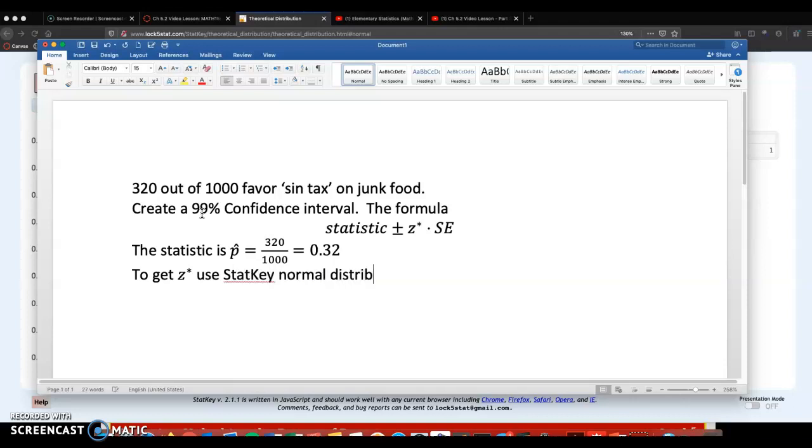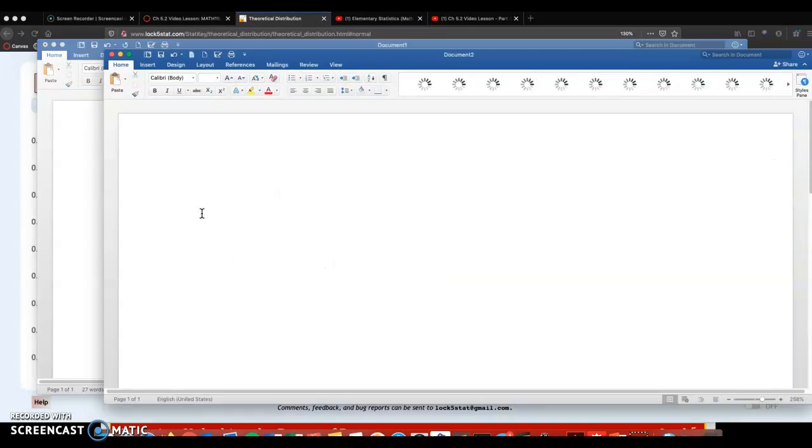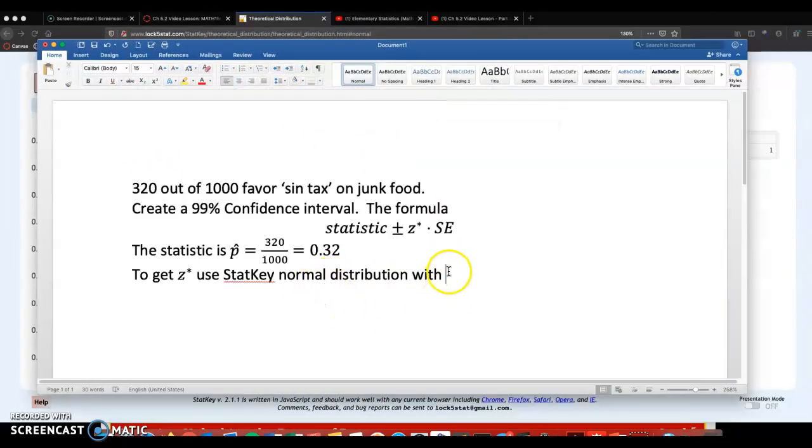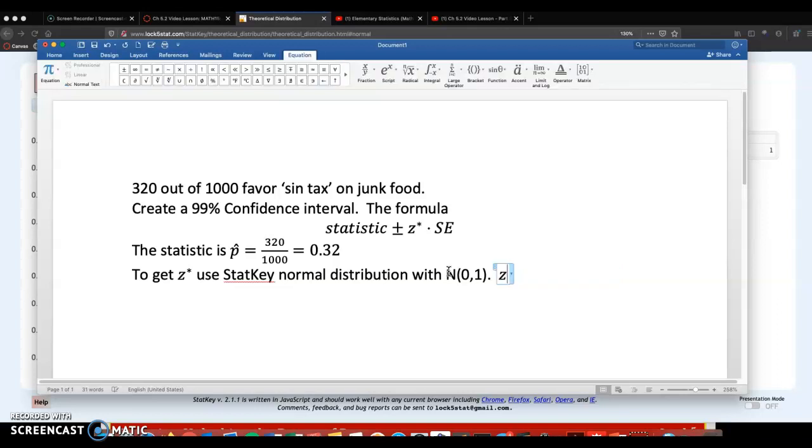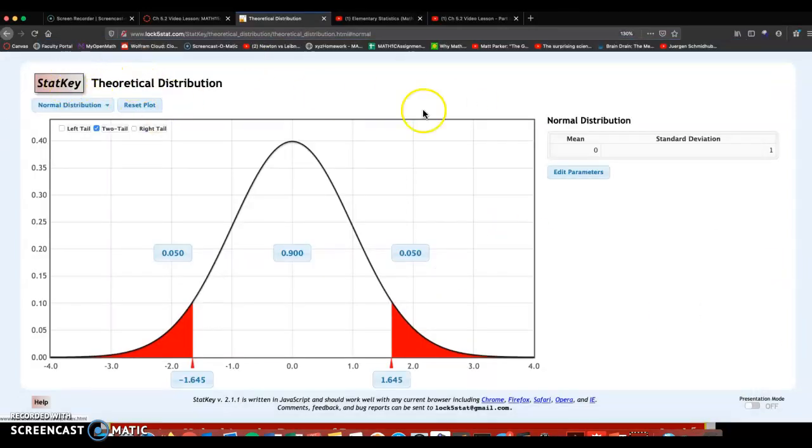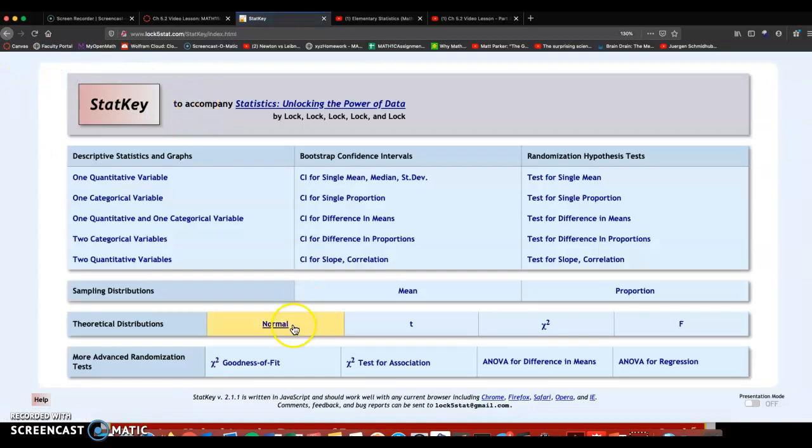Normal distribution with, excuse me, let's put that away. Okay, we're going to use a normal distribution with 0, 1. So Z star equals. So I want to go to StatKey.